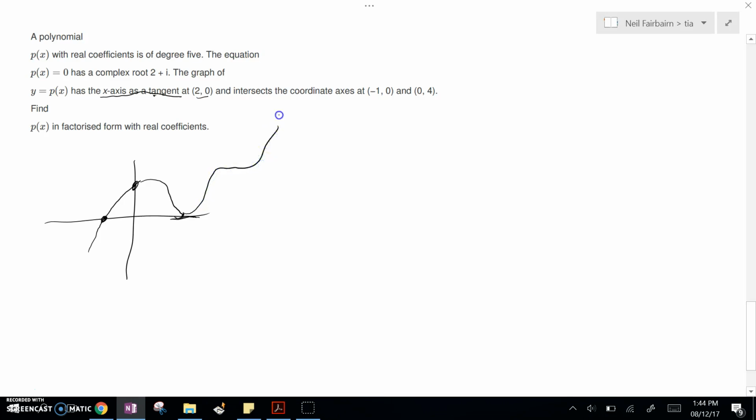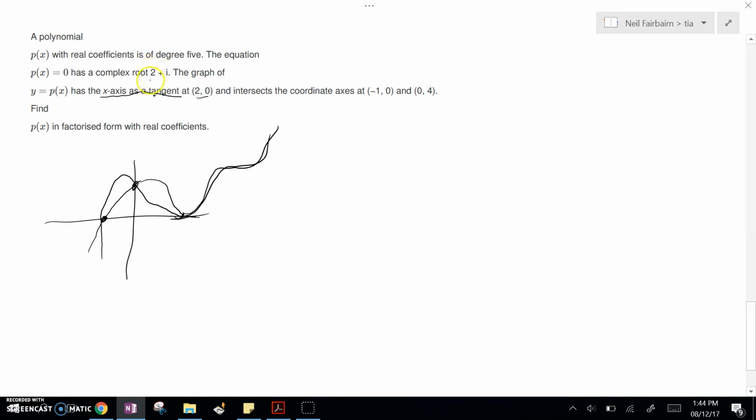It's degree 5, so it looks something like this. I'm not sure if that's exactly how it looks. It's possible that it could go like this. Anyways, there's different ideas, but that gives you a little bit of a visual.